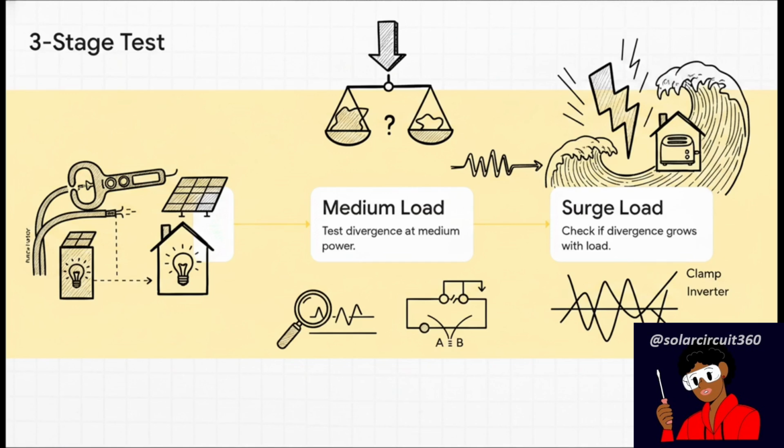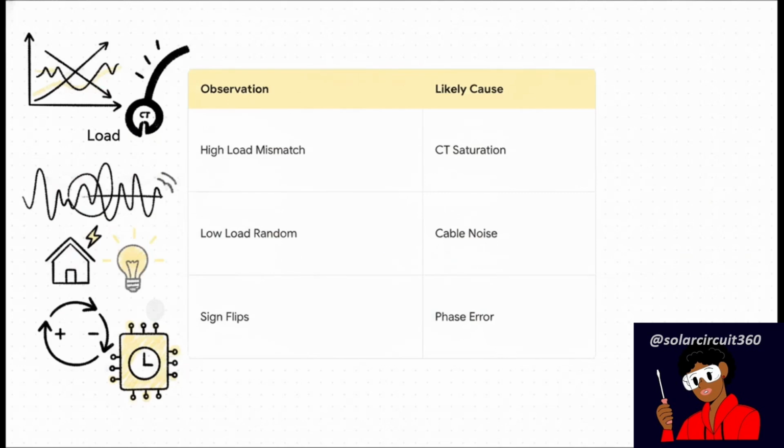Step 1, test it under low load. Step 2, test under medium load. And Step 3, test under high surge load. You are hunting for exactly when and how the inverter's reading starts to deviate from your clamp meter. Think of this matrix as your personal decoder ring. Depending on how those readings diverge during your 3-stage test, you can pinpoint the exact failure.